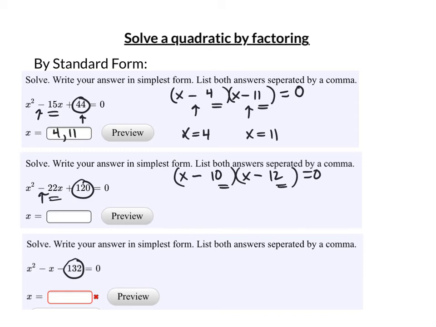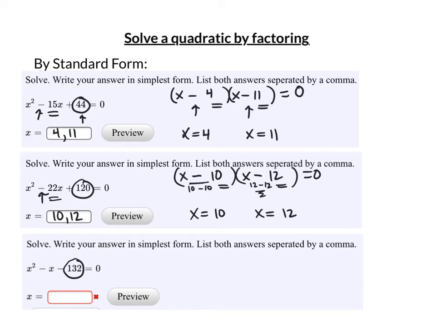Now the values I plug in for x that make 0 are 10. If I plug in 10 minus 10, I get 0, and 0 times anything will be 0. The other value that works here is 12, because 12 minus 12 makes 0, and 0 times whatever that is will make 0. So our answers are 10 and 12.